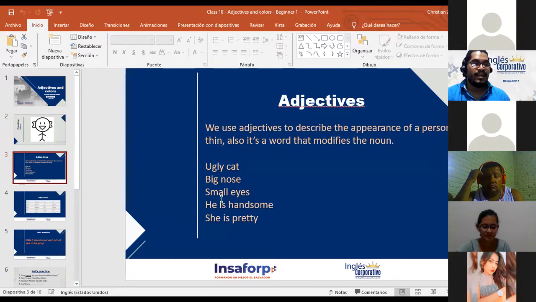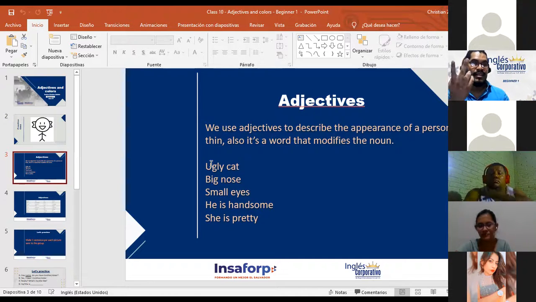And then we can use it with sentences. He is handsome. She is pretty. Okay. And here, there's something that you need to make sure to use. Whenever we use adjectives, we make it backwards. Lo hacemos al revés. Cuando utilizamos adjetivos in English, lo utilizamos al revés. For example, ugly cat. En español sería gato feo.